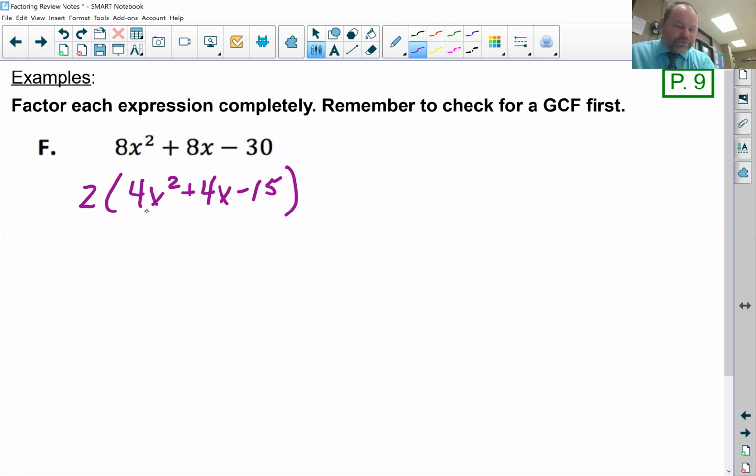I know 4 is a perfect square, but 15 is not, so it's not going to be a perfect square trinomial. That would have been good. That would have made it a little bit easier. I do have that number in front of the 4, so I'm going to use the slide, or the 4 in front of the x squared. I'm going to use the slide method.